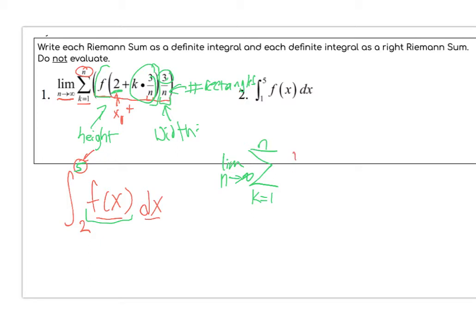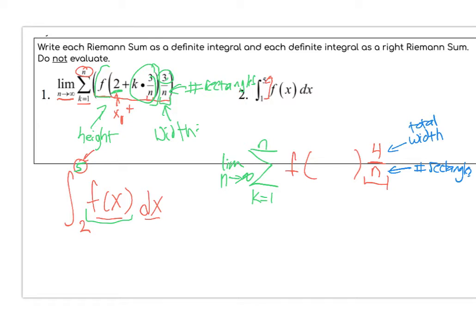So we also know we're going to have f of some kind of stuff, and then we're going to have some kind of a width at the end of this. Let's talk about the width first. We're going from 1 to 5. That means we're going to have a width of 4 divided into n rectangles. So this is the width, that total divided into the number of rectangles.